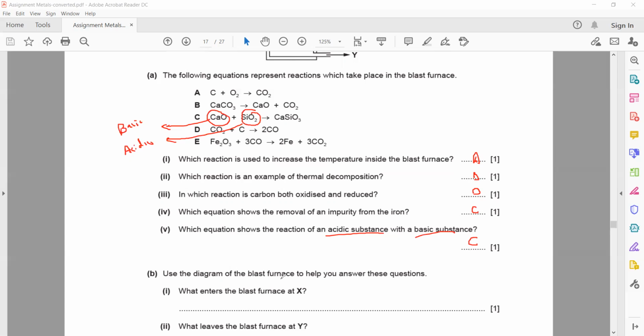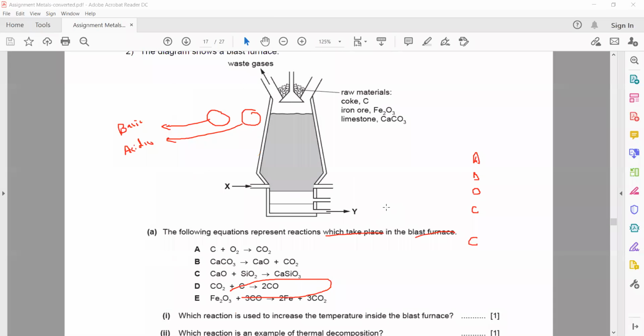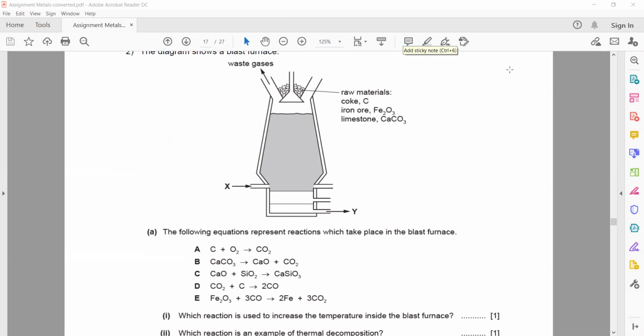Use the diagram of a blast furnace to help your answer. What entered the blast furnace at X? What is added at X? You have to use the term hot air, not only air. It should be hot air.